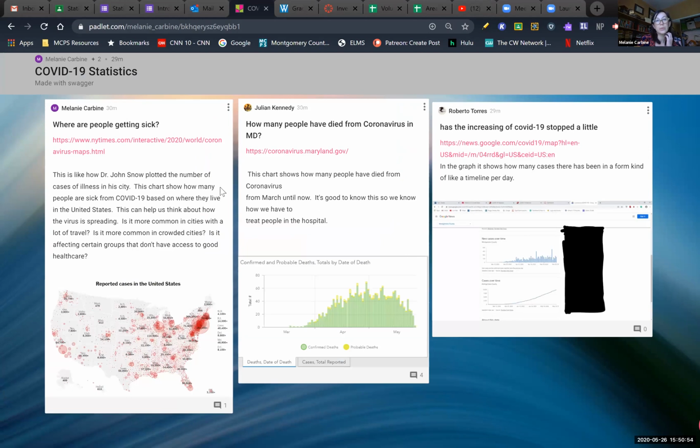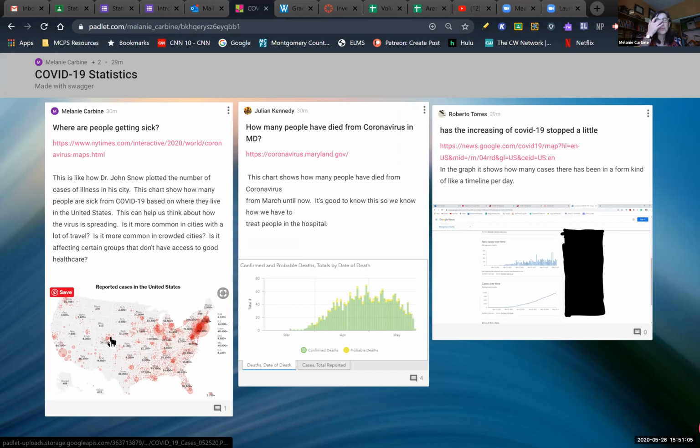So this was my example. I found this map here on the New York Times. And the question that it could be answering is, where are people getting sick? Or where are people getting sick the most? I have a pretty long summary. Yours doesn't have to be so long. I said, this is like how Dr. John Snow plotted the number of cases of illnesses in his city. The chart shows how many people are sick from COVID-19 based on where they live in the United States. This can help us think about how the virus is spreading.